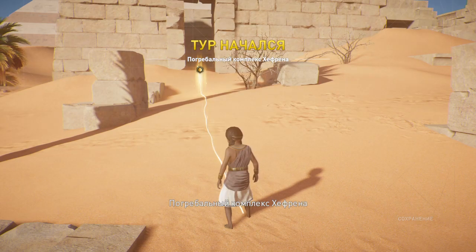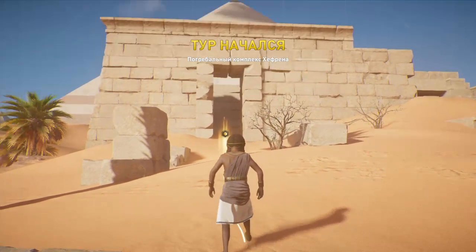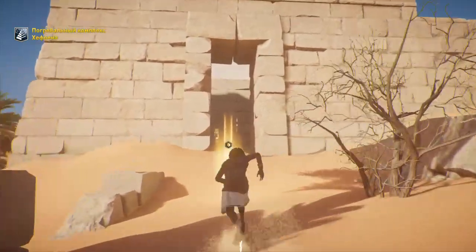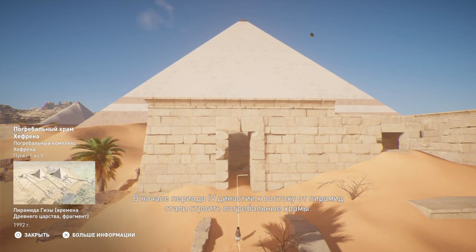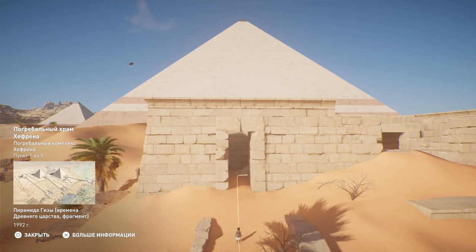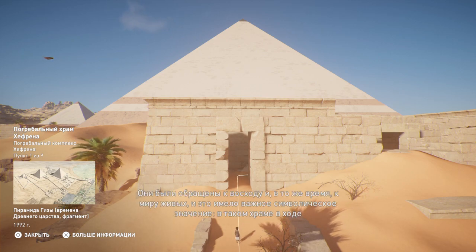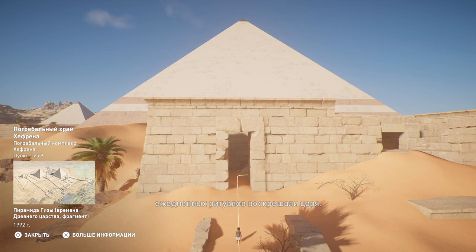Welcome to Khafre's funerary complex. Since the very beginning of the 4th dynasty, mortuary temples were built adjacent to pyramids on the eastern side. Such a location, facing the rising sun, as well as the world of the living as a whole, held an important symbolic meaning, for it was within the mortuary temple that kings were revived through daily rituals.